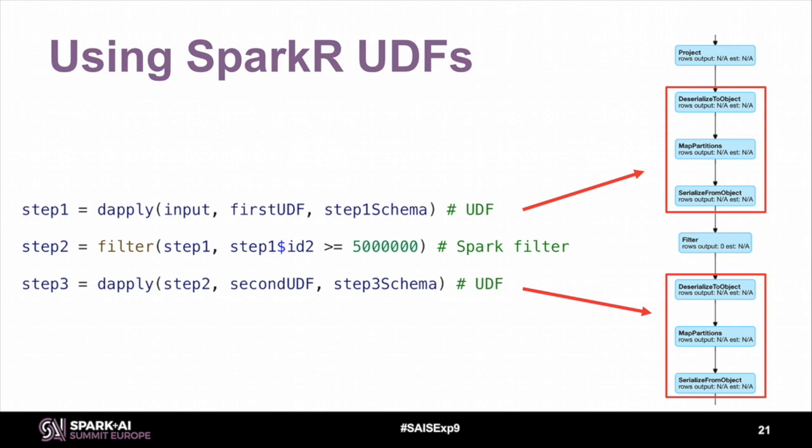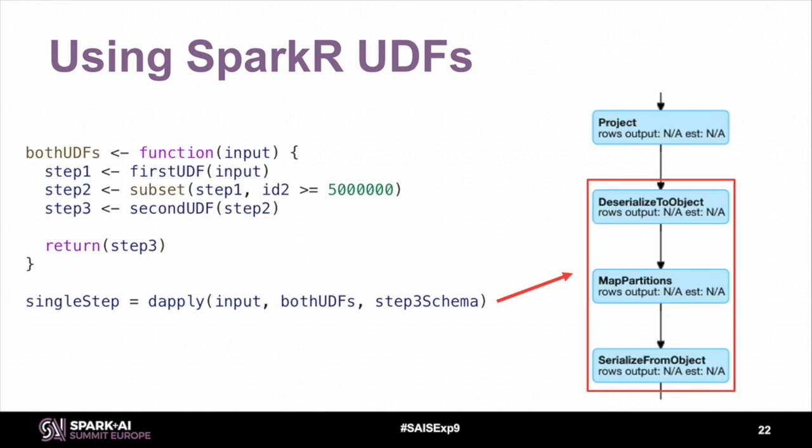In this case, I have three steps. The first step is calling the UDF. The second step is calling a filter using the Spark SQL API filter. And then the third step is applying another UDF. So if you notice, it's doing this deserialization, map partitions, and serialization step twice, and then the filter's in the middle. So what you can actually do is just combine them in a single step, right? And just do it all within one SparkR UDF and avoid that loop of going back into Spark, deserializing the data again, and then feeding it back into R.